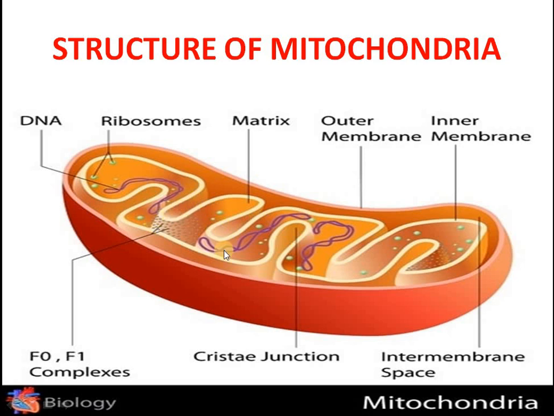These folds are known as cristae junctions. Why is the inner membrane of the mitochondria folded? So as to increase the surface area, so that the surface area inside the mitochondria is more to generate ATP molecules. So first of all, what are ATP molecules?